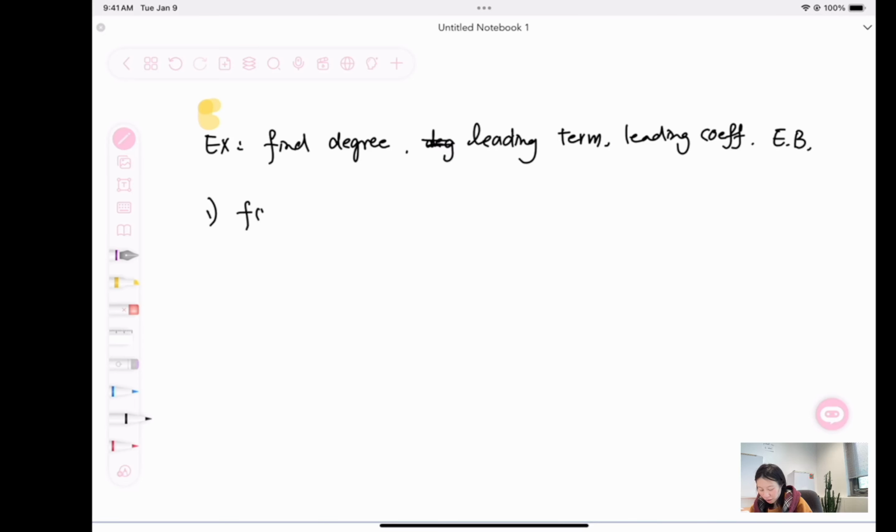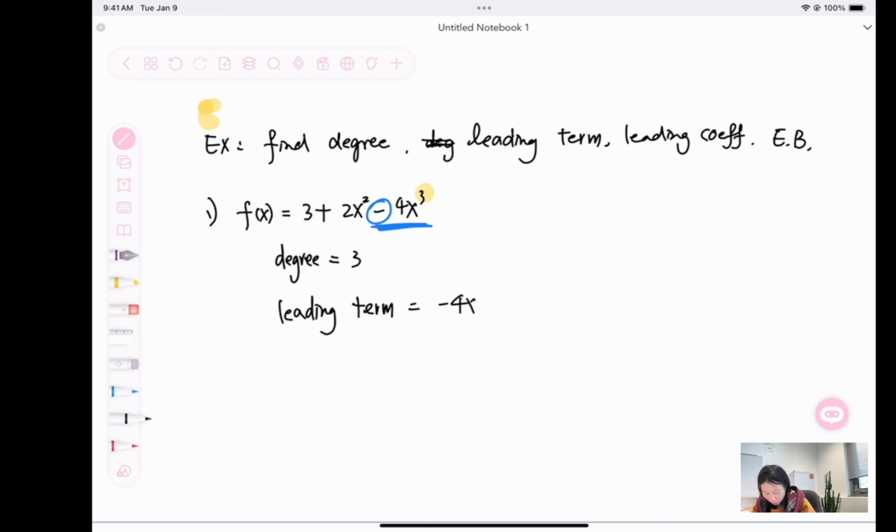So first one, f(x) equals 3 plus 2x squared minus 4x cubed. So where is the degree? The degree is the highest exponent, the highest power, which means in this case, the degree equals 3. Now, where's the leading term? The leading term is the term with the power function with the highest exponent, which is, don't forget the negative sign, negative 4x cubed. So the leading term is negative 4x cubed.